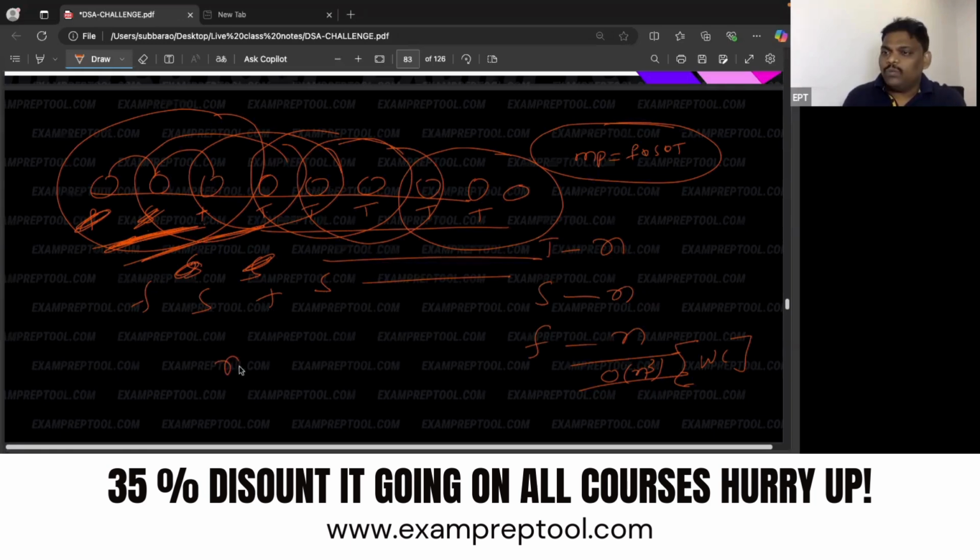Out of n people, selecting 3 people is NC3, which is n into n minus 1 into n minus 2 by 1, 2, 3. So approximately these many combinations are there. Time complexity is big O of n cube. Space is nothing extra, just some local variables.